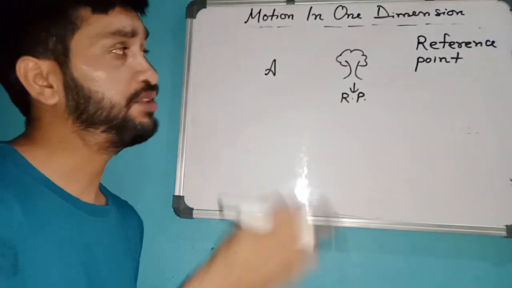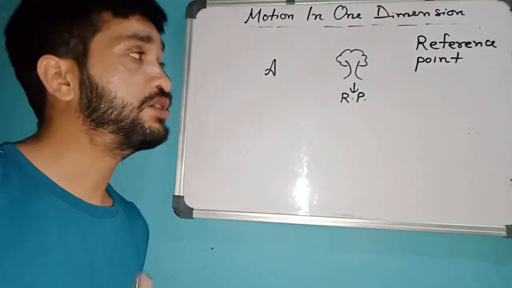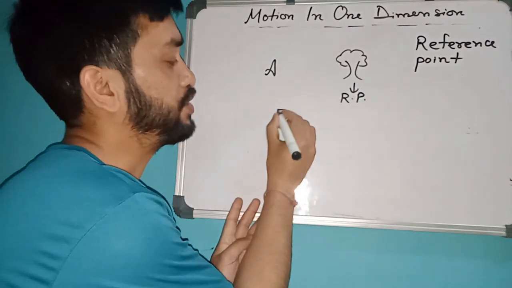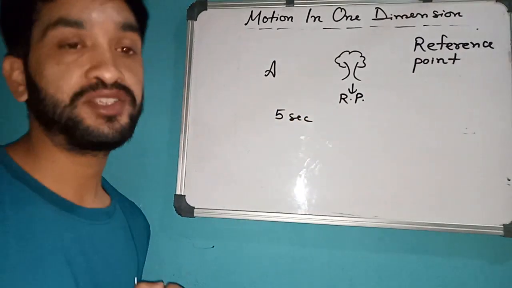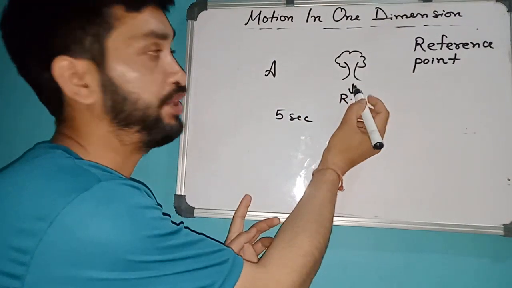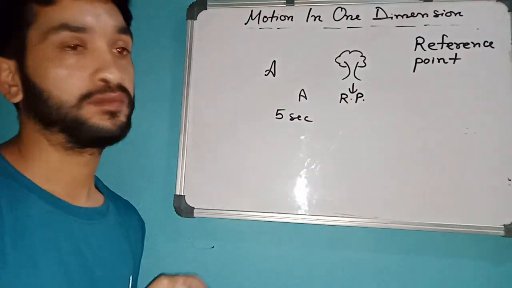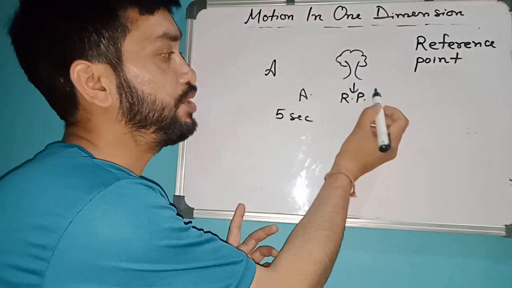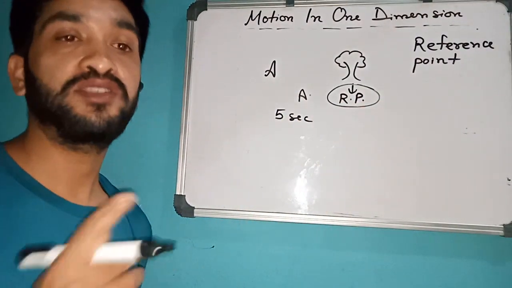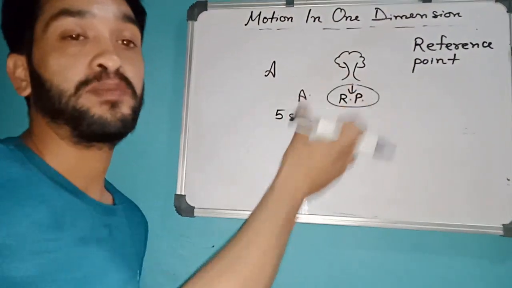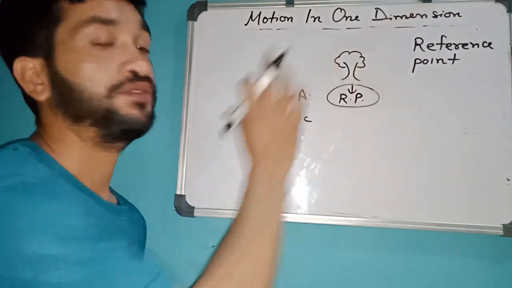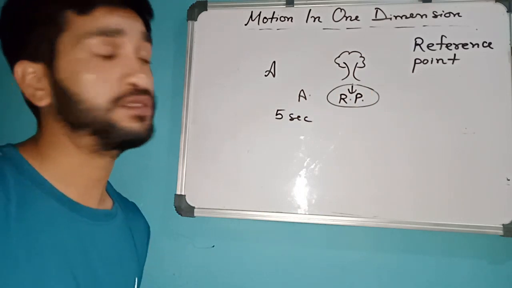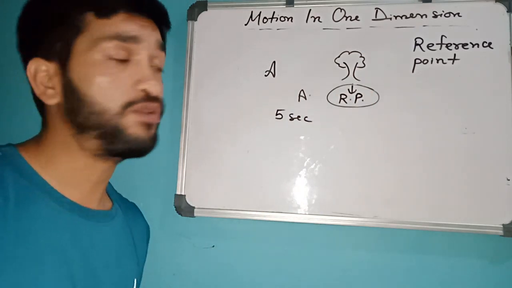Now I want to check whether this person A is in rest or motion. So what I have to do is take some time interval. Suppose after 5 seconds I notice that with reference to this point A is here now. Then I will say that with reference to this point A is in motion. A is in motion. Why? Because it has changed its place with reference to this tree. In this way we judge in physics whether a particular given thing is in rest or motion.